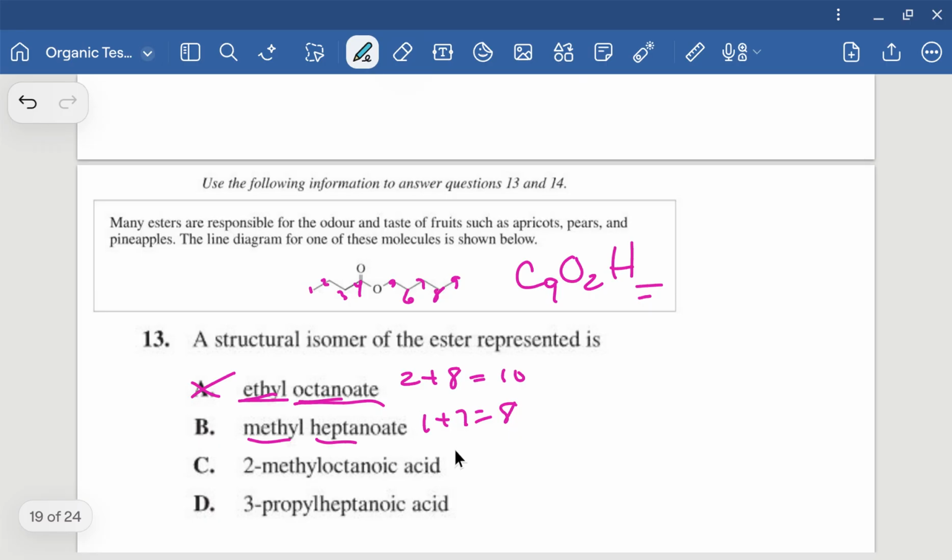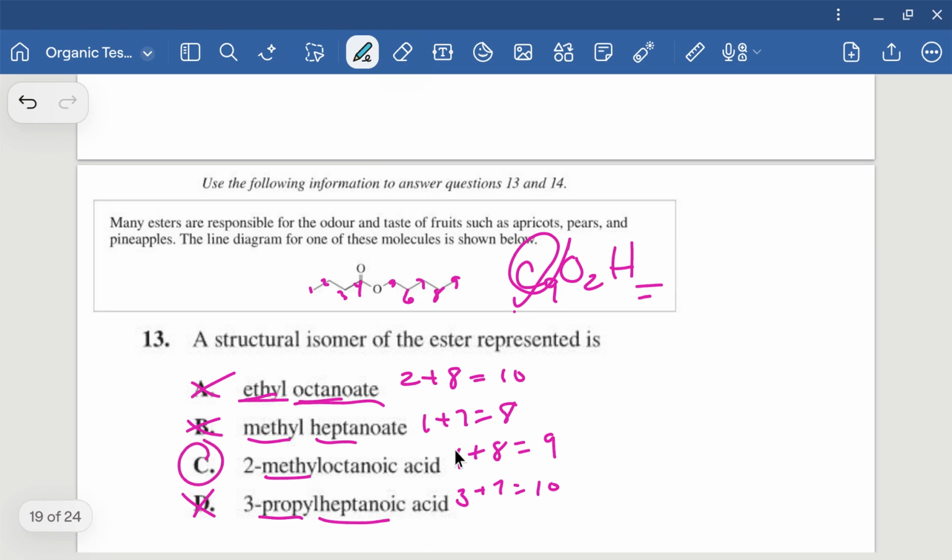Methyl octanoate, methyl would be 1, plus octanoate would be 8. That gives us 9. So far this is the only one that satisfies with carbon. And we can double check this last one. Propyl would be 3. Heptanoic would be 7, and that would be 10. So even without checking the rest, which we should, but process of elimination would show us that the one that satisfies the carbon is 9.